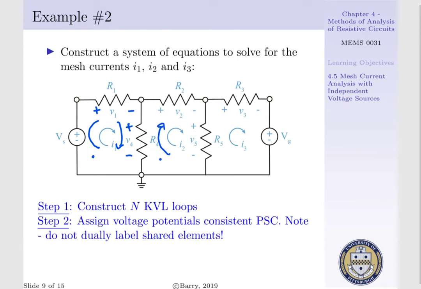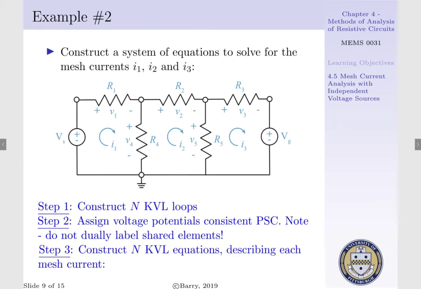R4 already has a polarity associated with it, such that we then proceed to provide a polarity across R2 and then R5. Last but not least, for loop 3, we see R5 already has a polarity associated with it, such that all we have to do is assign a polarity associated to R3.